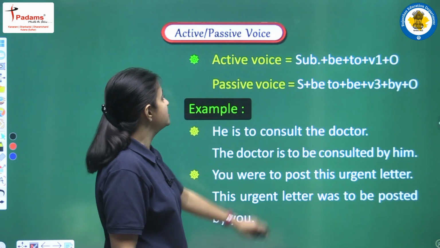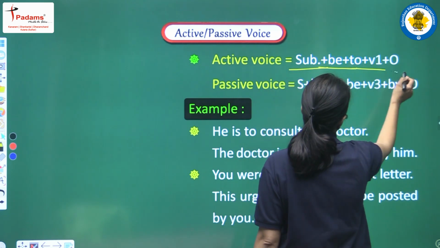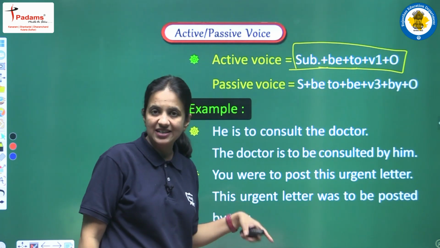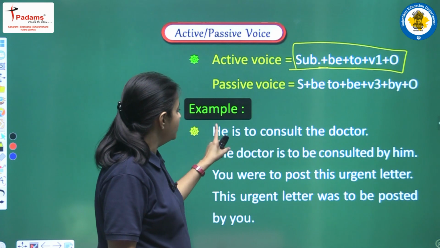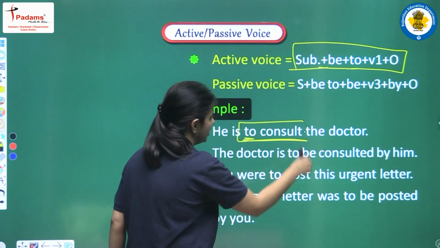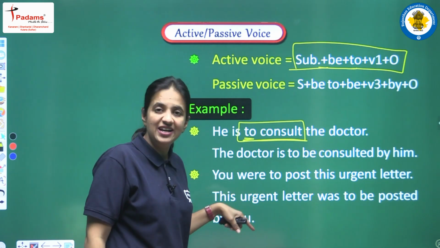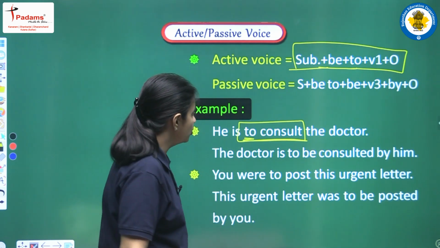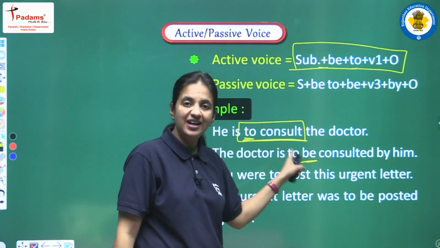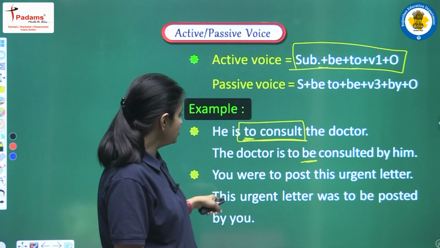Now suppose in active voice we are having this structure, that is subject plus be plus to plus verb first form plus object. So in this way we have to convert the sentence. How? Let's see. The example we are having, he is to consult the doctor. It means we are having to plus first form. Okay, so suppose we are having to plus first form in the sentence of the active voice, then while converting that sentence into the passive voice, what we have to do? We have to write be here. Okay, हमें to के साथ में क्या ऐड करना है? be ऐड करना है.